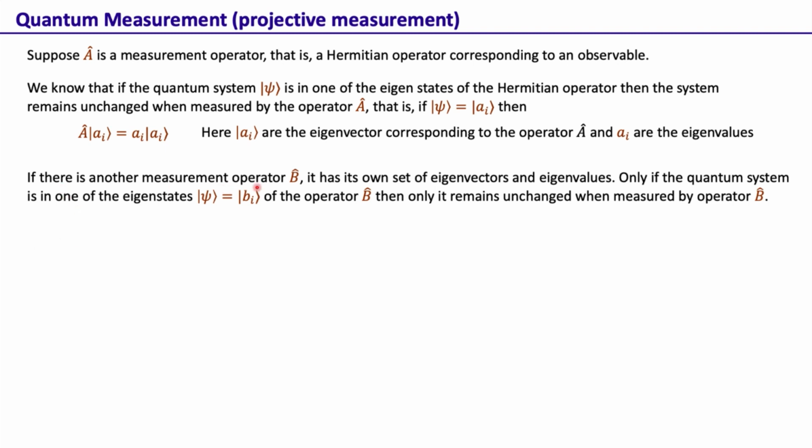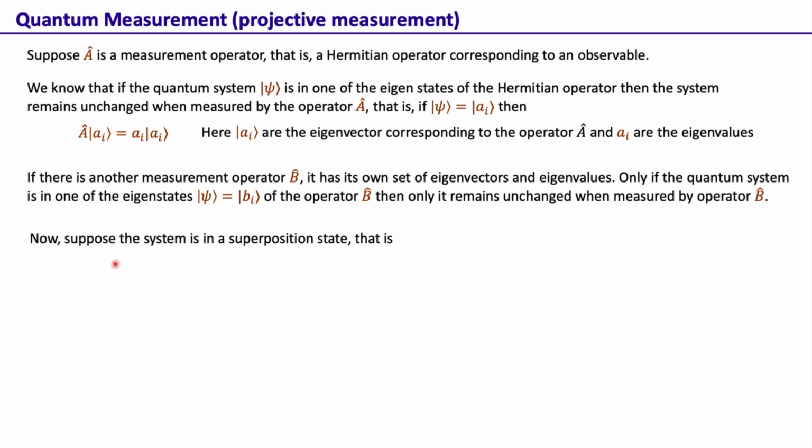Of course, if you have another measurement operator B corresponding to some other dynamical observable, then B will have its own set of eigenvectors and eigenvalues. In that case, only if the quantum system is in one of the eigenstates, psi equal to b_i, the eigenstates of B, does the system remain unchanged when measured by operator B. So for a quantum system there can be several dynamical observables, and a system remains unchanged only if it is in one of the eigenkets corresponding to the operator acting on it.